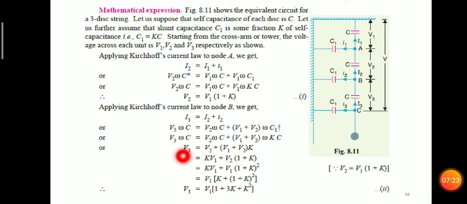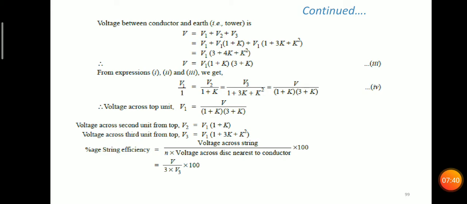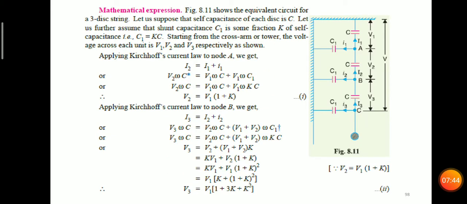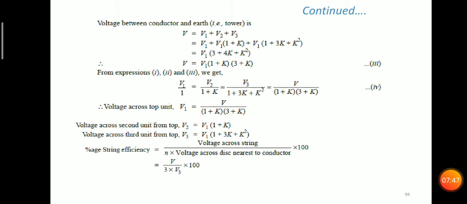While solving it, we will get V3 equal to V1 into (1 plus 3K plus K square). We can substitute C1 as Kc. We will get the value of V3 in terms of V1. Now we can find the total voltage V equal to V1 plus V2 plus V3. Substituting for V2 and V3, we get V equal to V1 into (1 plus K) into (3 plus K).